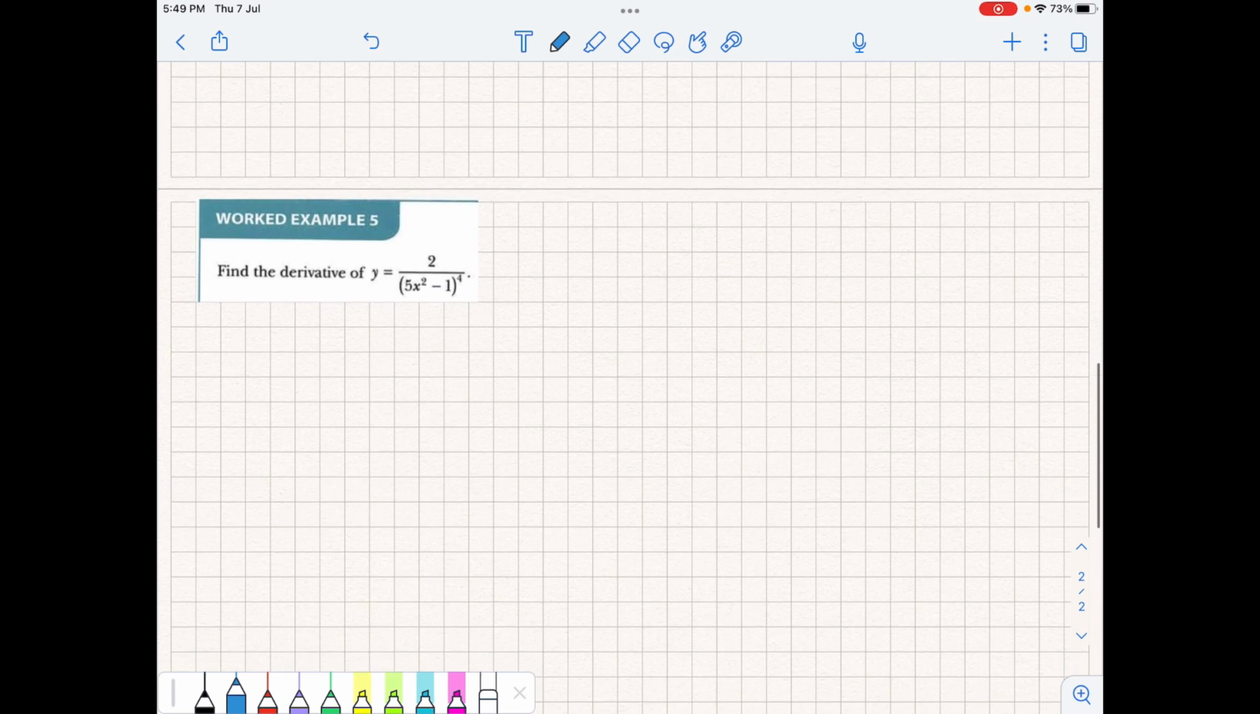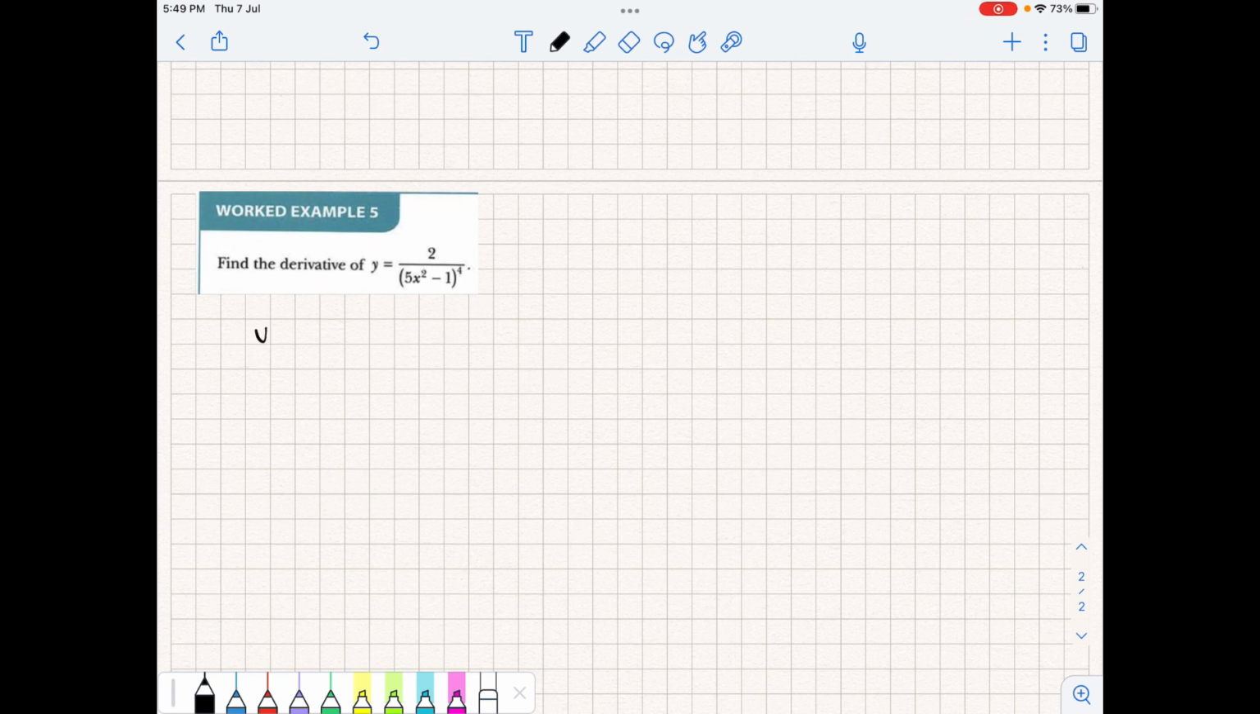So let's look at another example. Here we have the equation y equal to 2 over (5x squared minus 1) to the power of 4. We can't expand this out and easily differentiate it, so we have to use a better technique. We can't differentiate things when we have stuff like this stuck in the denominator. So what we need to do is bring this up to the numerator. So we're going to change our equation into y equal to 2(5x squared minus 1) to the power of minus 4.